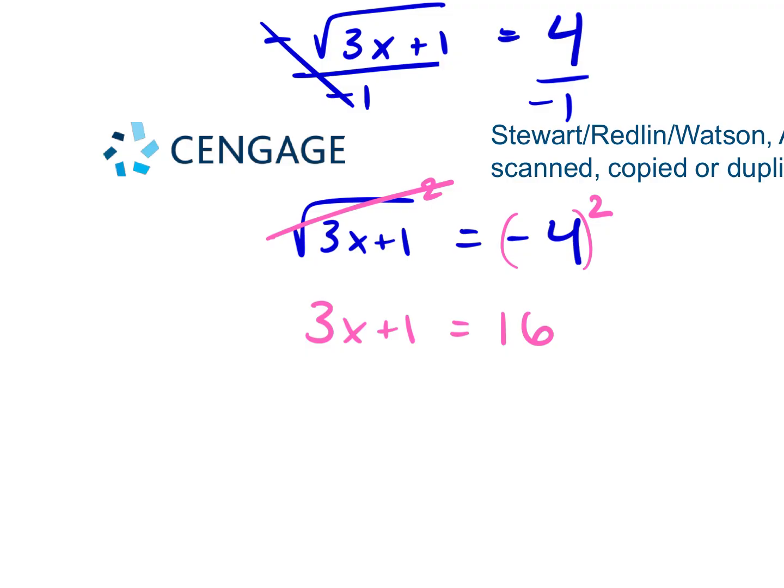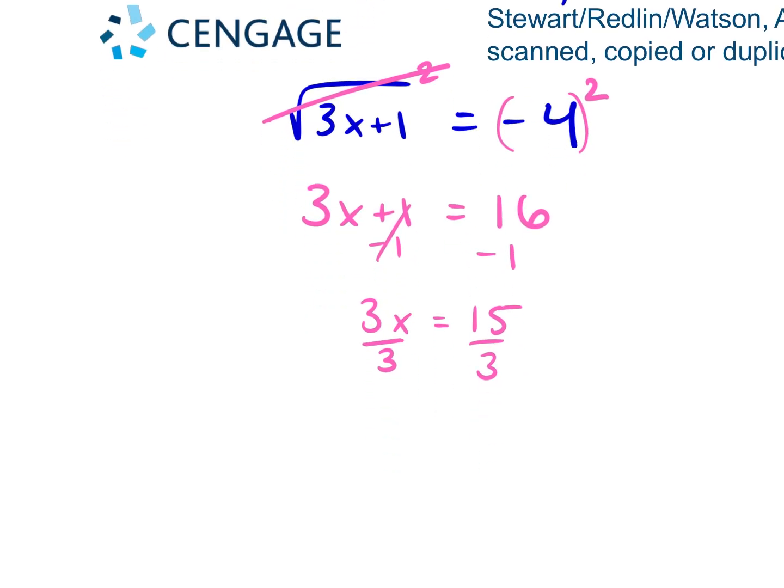So what should I do next? Subtract 1. 3x equals 15. Divide by 3. So what does x equal? 5. Awesome. x equals 5.